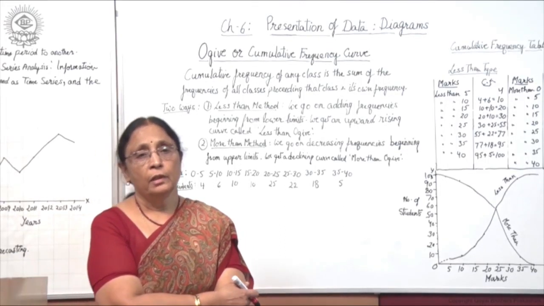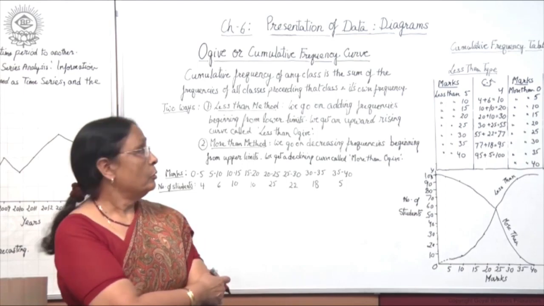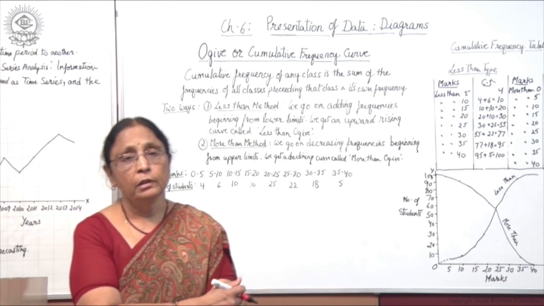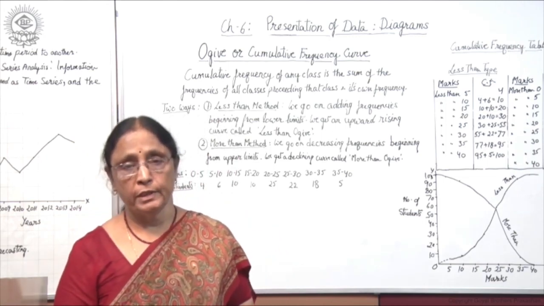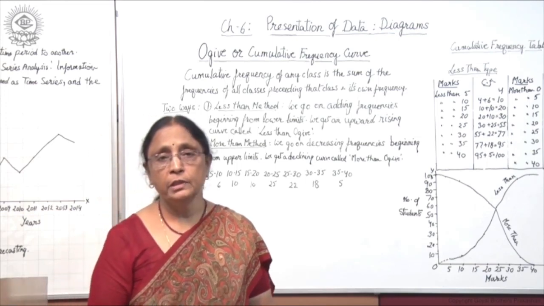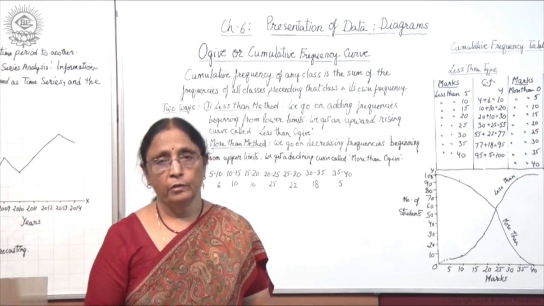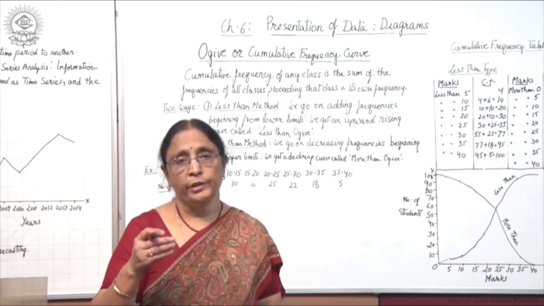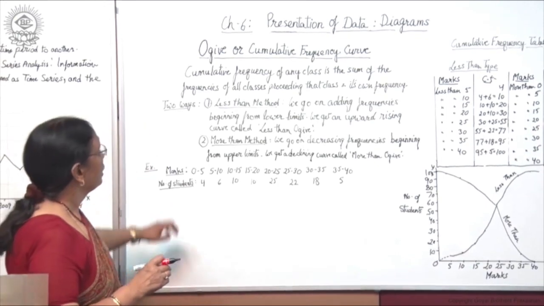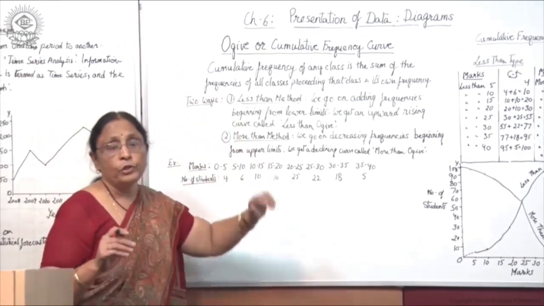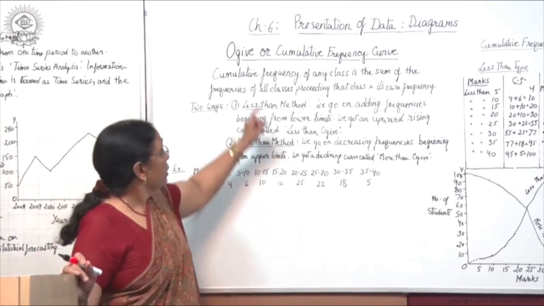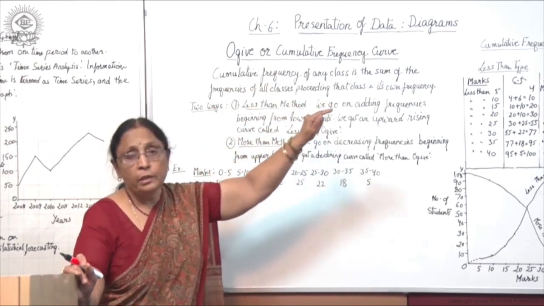Now children, I'll tell you something about the cumulative frequency curve. You have done earlier the meaning of cumulative frequency, and you are well aware that cumulative frequency means the added up frequencies. When we go on adding up frequencies, then we get the cumulative frequencies. Now here we will learn about the cumulative frequency curve, also known as ogive. Ogive or cumulative frequency curve.